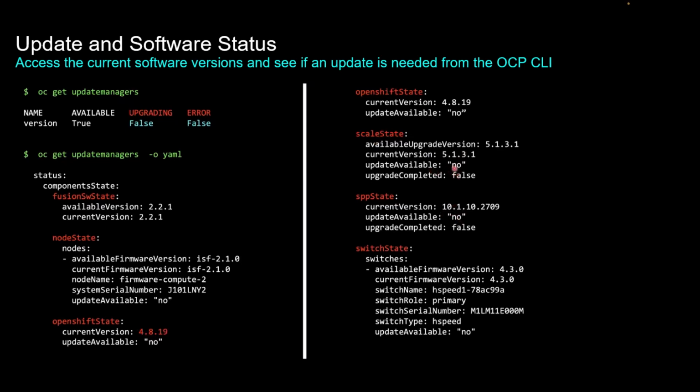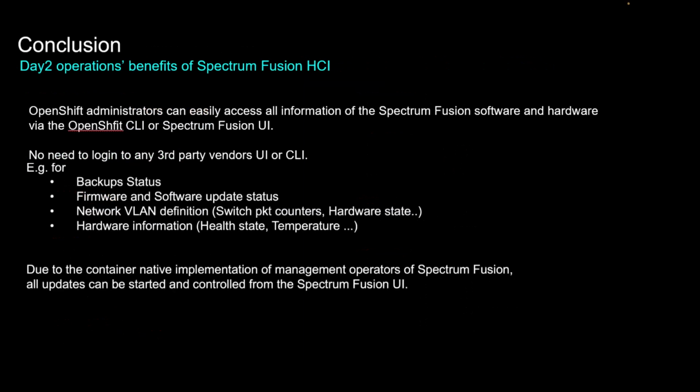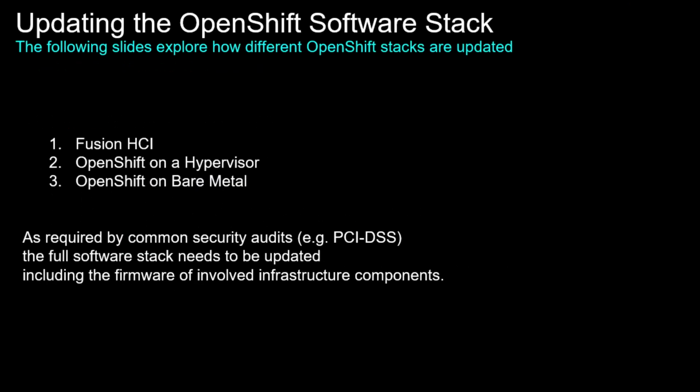So this is just the YAML output from what we show you in the UI. If you want to dive deeper, there's often more information in the YAML version than we can display in the UI. So these are the benefits. If you're an OpenShift admin, you have many OpenShift clusters, you maybe have more than one Fusion, and you want to see what's going on from the command line without jumping over to the UI, that's easy, and that gives you all these details. If we talk about the software stack update, let's dive a bit deeper.